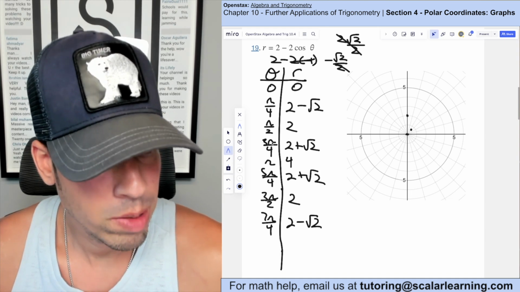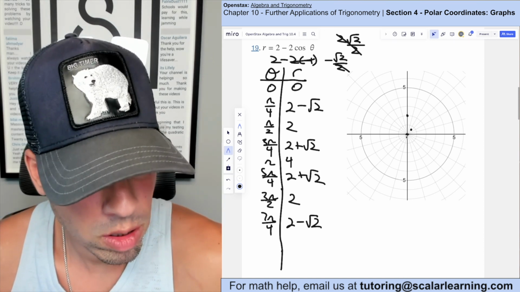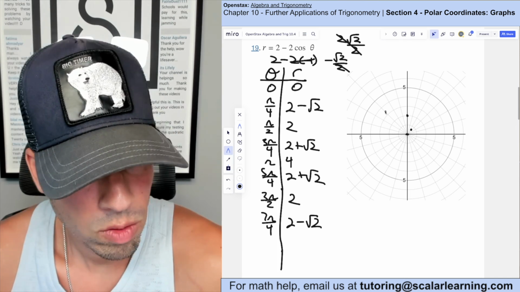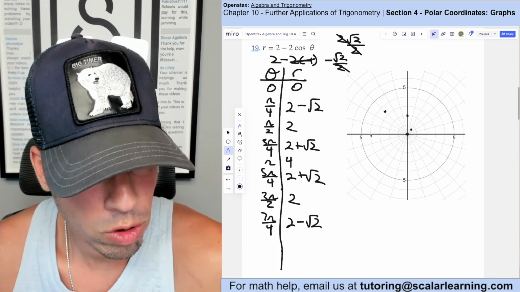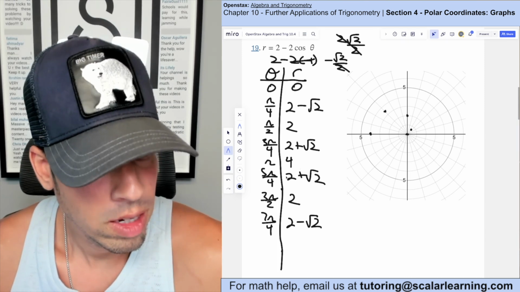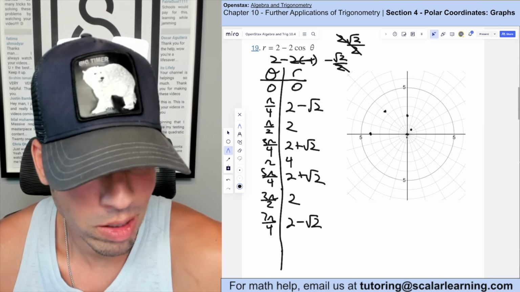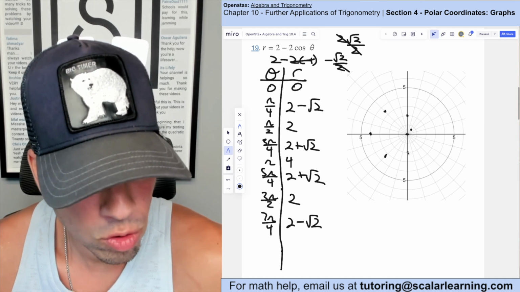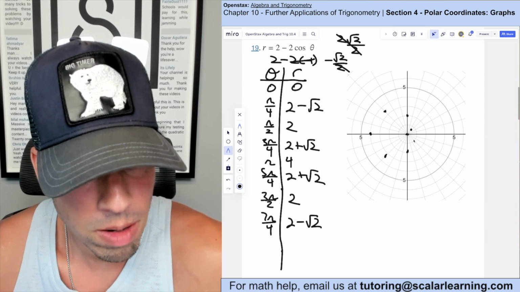Then we got 3 pi fourths. We got 2 plus rad 2, which is about 3.41. So 3 pi fourths coming out here and right there. And then we have pi, which is 4, so coming out on the fourth circle. And then we have 5 pi fourths, which is the same as up here, 2 plus rad 2, which is about, again, 3.4. 3 pi halves coming straight down, that's at 2. And then again, 7 pi fourths is the same that we had at pi fourths, which is coming back to like around here.